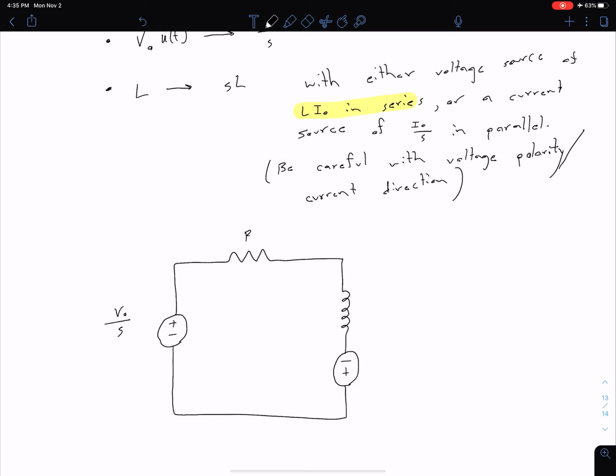So this is R, SL, Li0, and our inductor current here in the S domain is I of S.